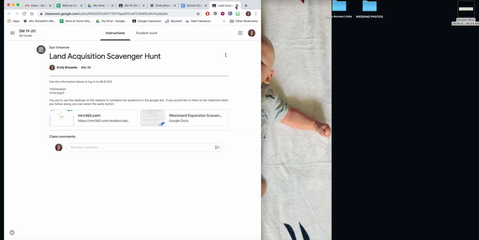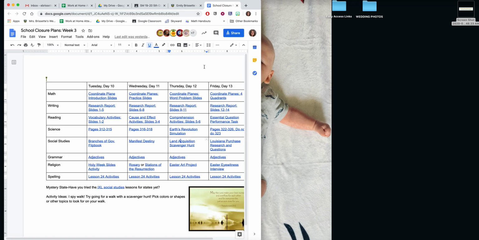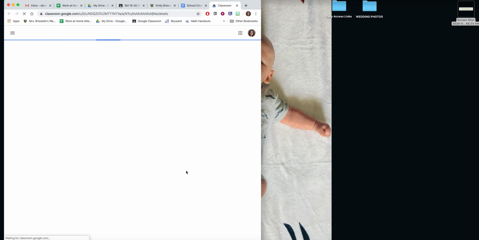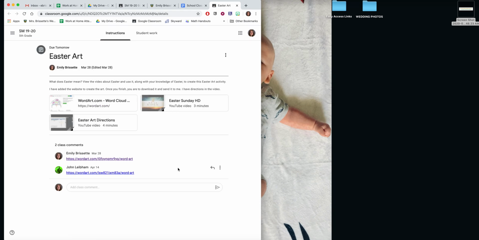I'll also add another resource in case you want to use that. For grammar, adjectives hasn't been working this week. I don't know if Quill is overwhelmed or what, so skip it unless the link works, then you can go ahead and try that.